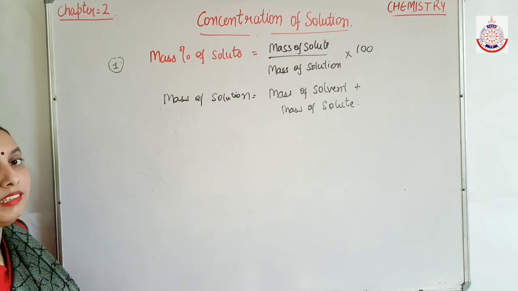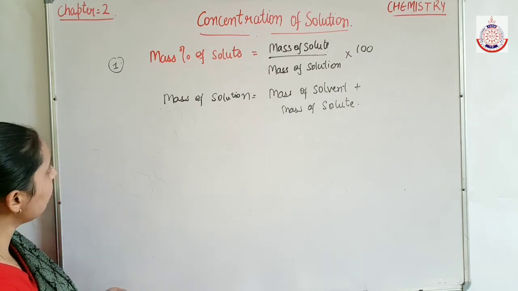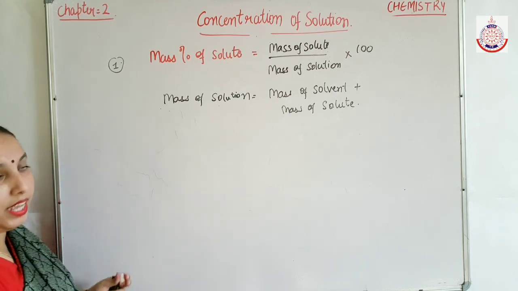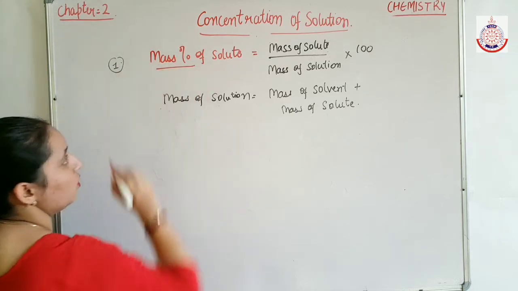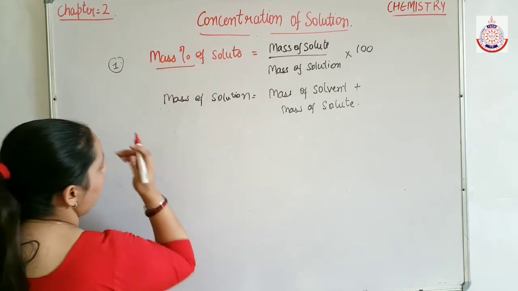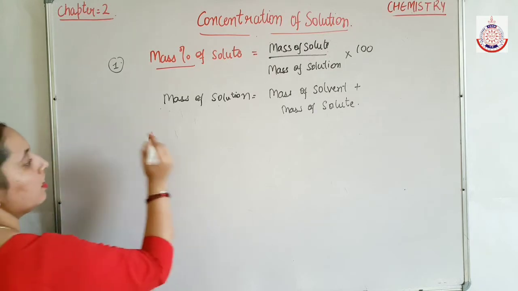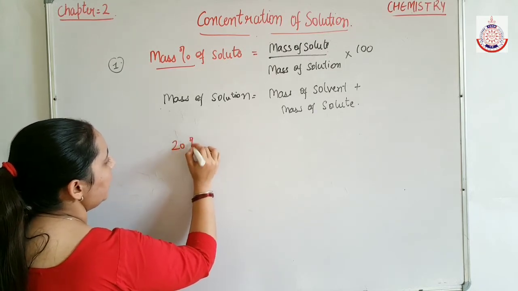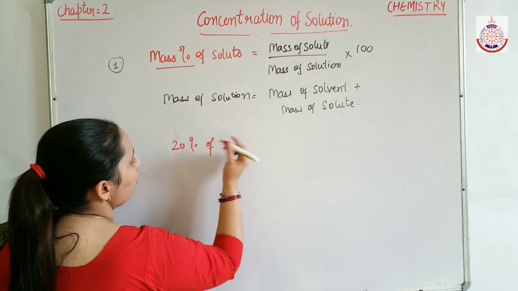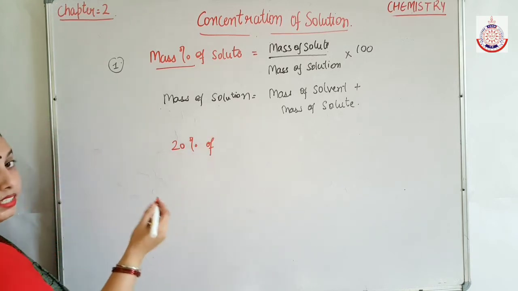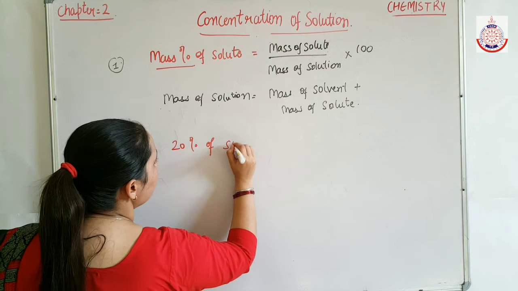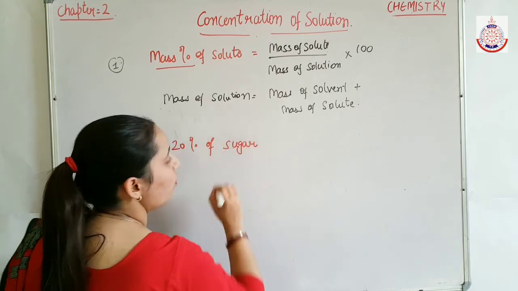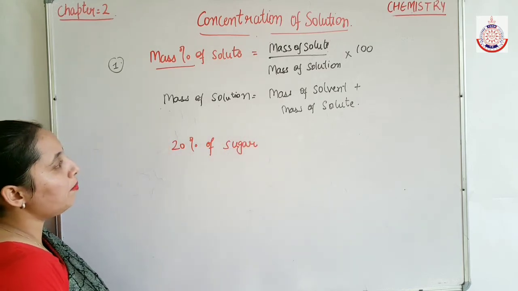We will use these results. Okay. So this is the first way, the mass percentage of the solute. For example, you can say 20% of sugar, 20% of sugar. Okay, so what does it mean?